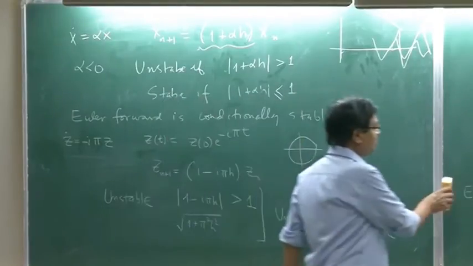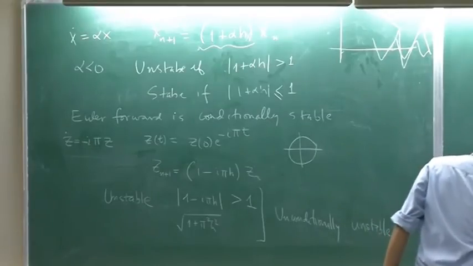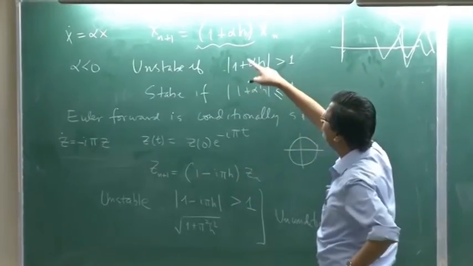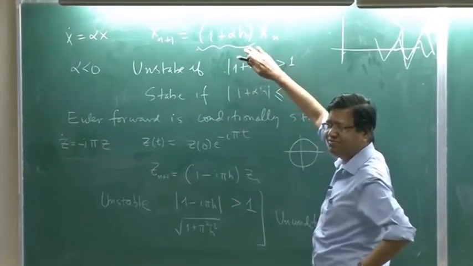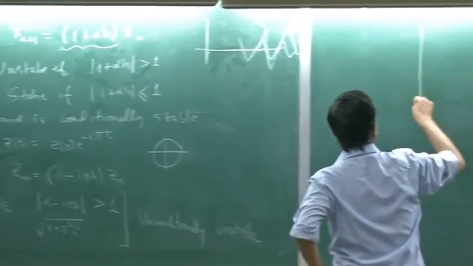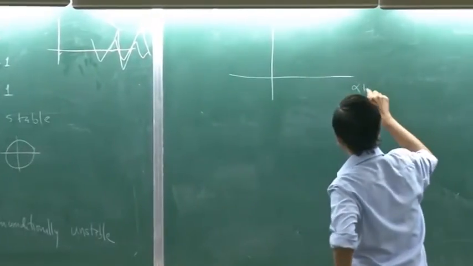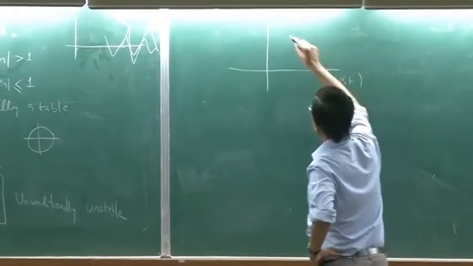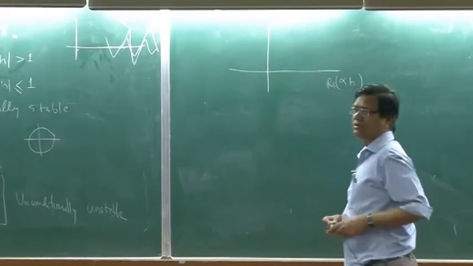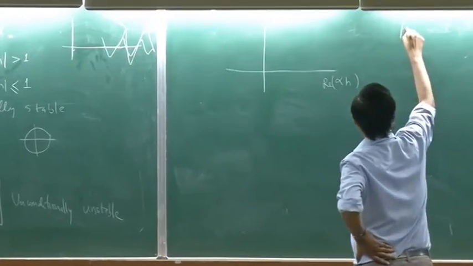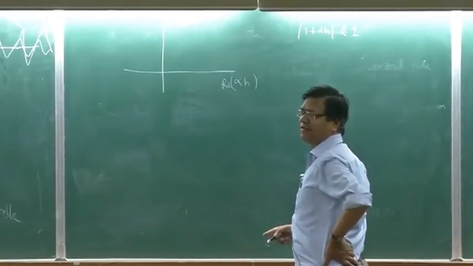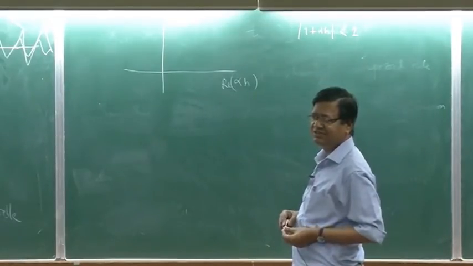We can write this down for particular alphas; this alpha is positive, but we can write the condition for arbitrary alpha and sketch it. So what will the condition be? I want to draw alpha h real and alpha h imaginary. I am demanding that the mod of 1 plus alpha h is less than 1. So what does it translate to for alpha h?